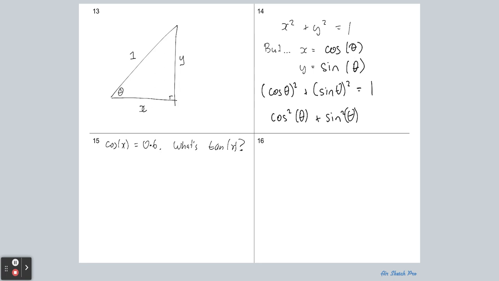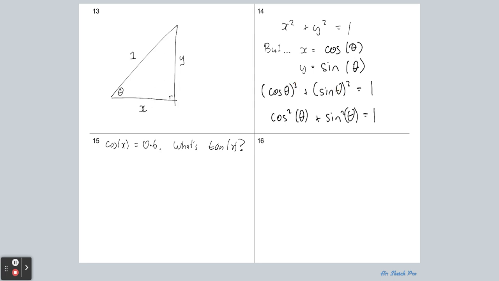You will see this all the time. Cos squared theta plus sine squared theta equals 1 is how you say it. Cos squared theta means take theta, work out the cosine of theta, let's just say it's a half, then square it, you'd get a quarter.